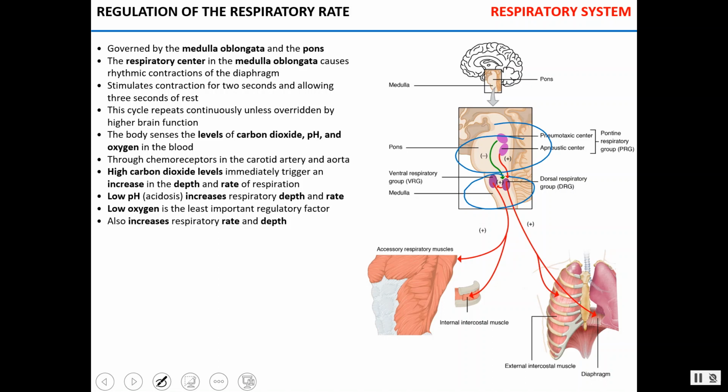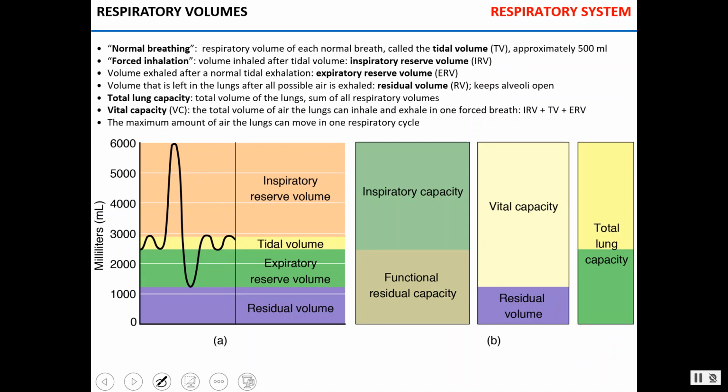Elevated carbon dioxide, low pH or acidosis, and low oxygen all increase respiratory rate and depth. Out of these three, carbon dioxide levels are the most important. Low pH is the second most important, and low oxygen is the least important factor that increases respiratory rate and depth.